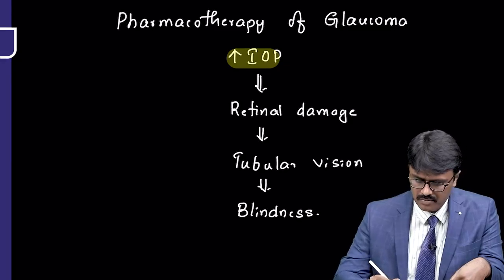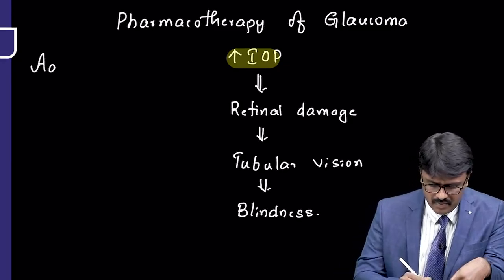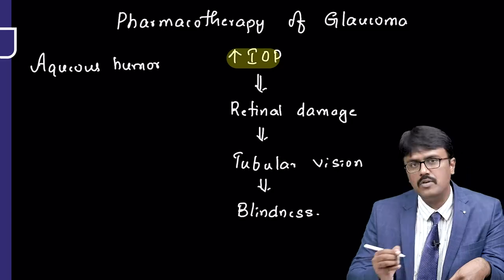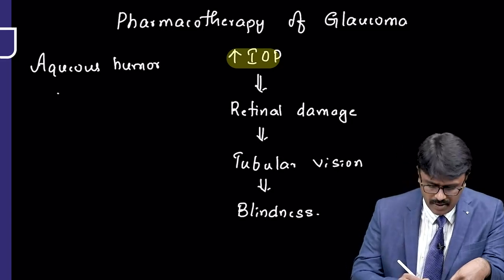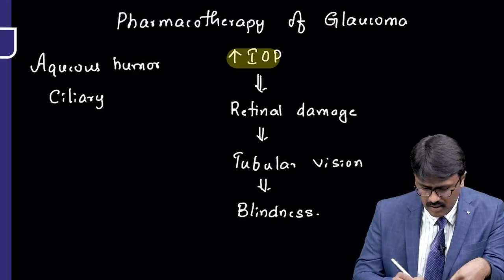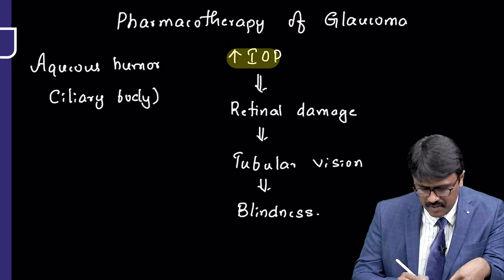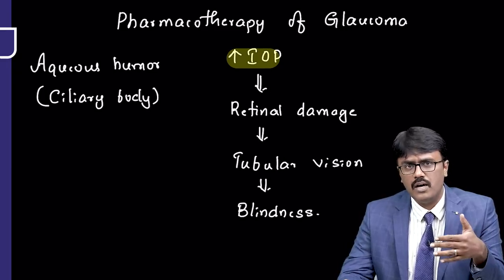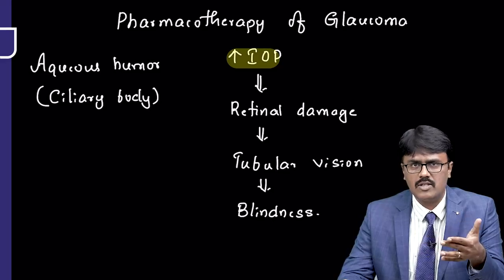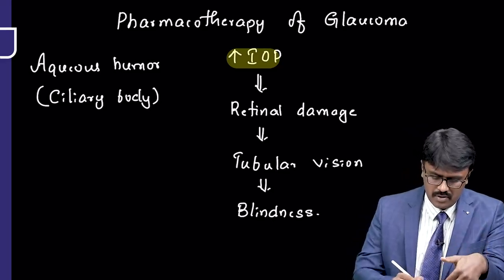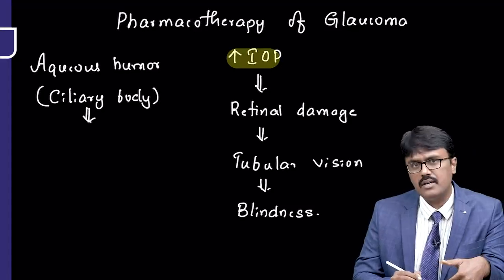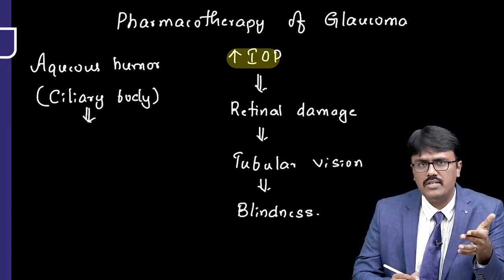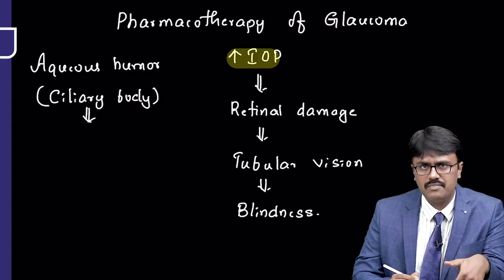The pressure is because of aqueous humor. Now this aqueous humor is produced from a body called the ciliary body. So the ciliary body in the eye produces aqueous humor. And what is the role of aqueous humor? You all know that aqueous humor is required for providing nutrition for the lens as well as the cornea. When it is produced from the ciliary body, it moves from the posterior to the anterior chamber, and from there it will be drained out.